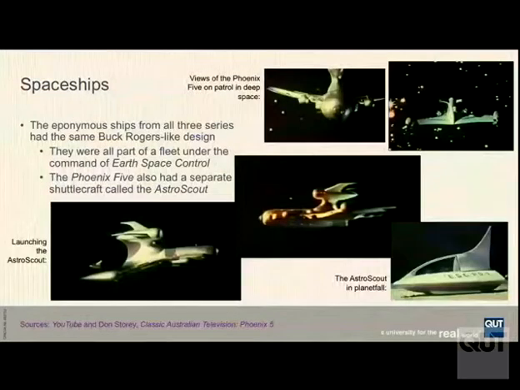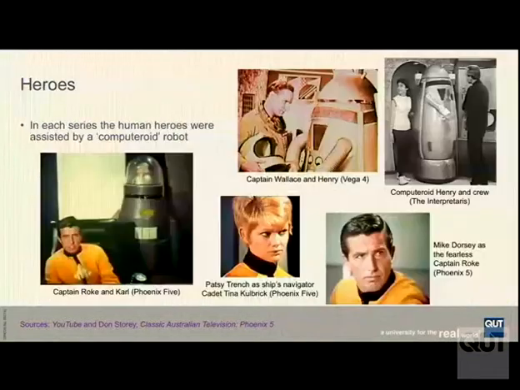So these are the spaceships from Phoenix 5. You've got the Phoenix 5 itself and the Astro Scout, the little shuttle. Very Buck Rogers-ish. And these are the good guys. So we had heroes, of course. You've got to have heroes. And importantly, they've got assistants in the form of computeroids. Computeroids are computers that can move around. They've got legs. And so in the first 2 series, the Interpretaris and Vega 4, there was a computeroid called Henry. Same computer in the 2 different series. And in the last series, Phoenix 5, there was a different computeroid called Carl.